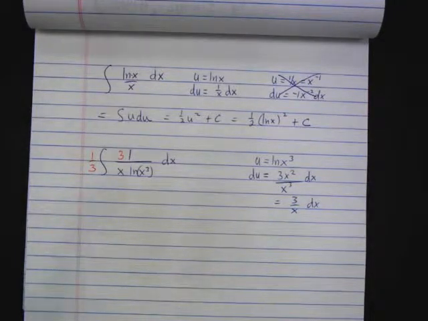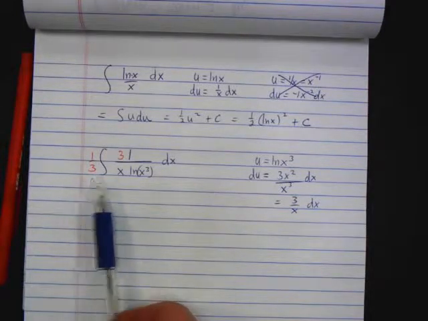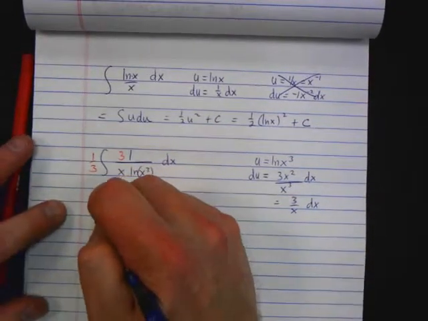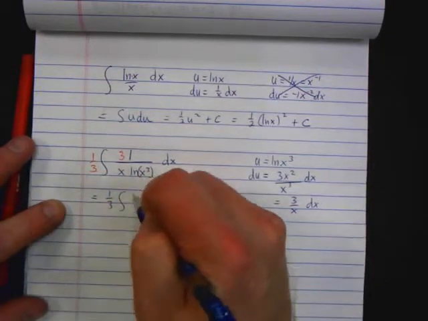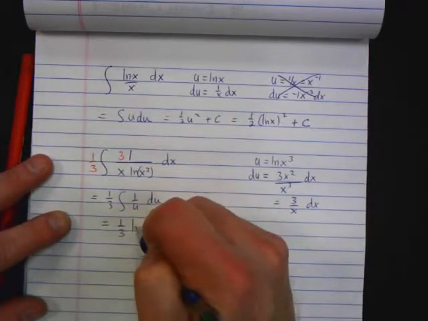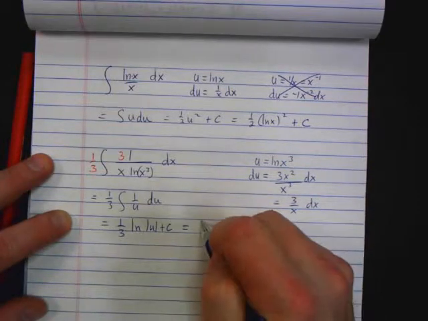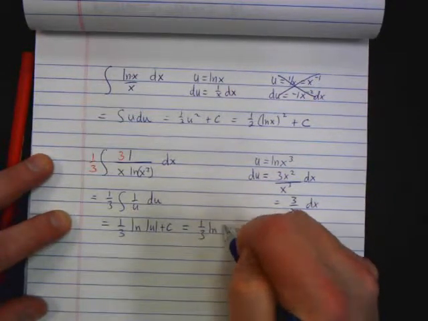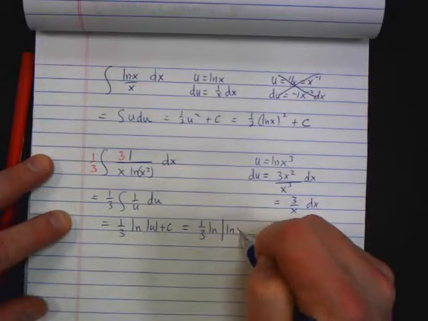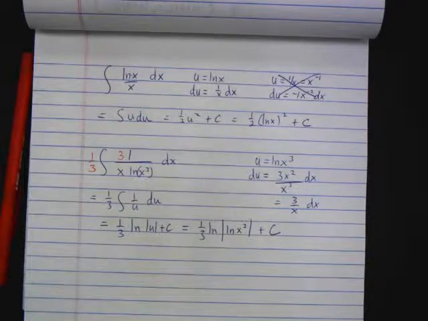So once again, u was not the entire bottom. u in this case was just part of the bottom. A mistake a lot of students will make on this one, they'll see the fraction, they'll let u be the whole bottom. And that's not going to work. So this becomes 1/3 the integral of 1 over u du. So that's 1/3 ln absolute value of u plus c. So this is a weird little answer here. This is 1/3 ln absolute value of ln x cubed plus c. So you have an ln within an ln. Don't see that very often, but it happens.